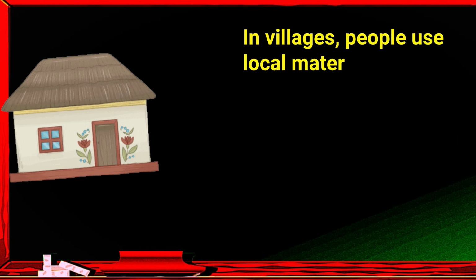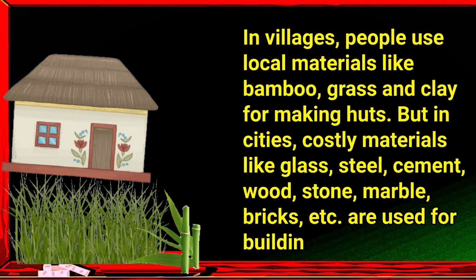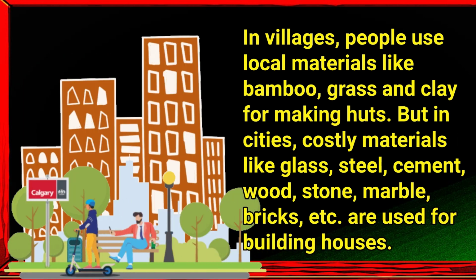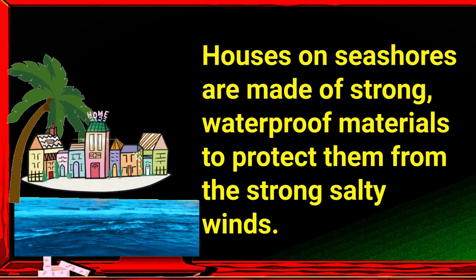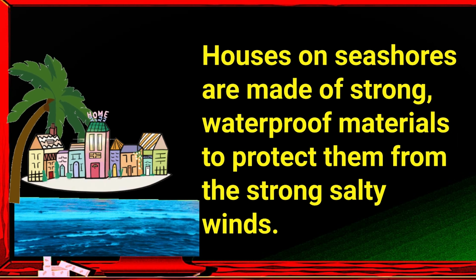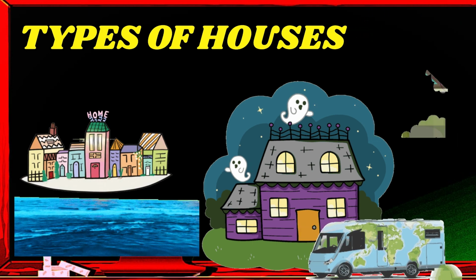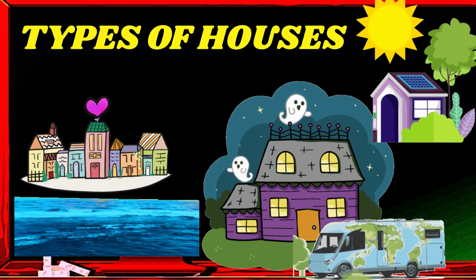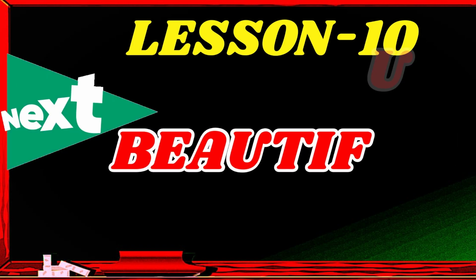In villages, people use local materials like bamboo, grass and clay for making huts. But in cities, costly materials like glass, steel, cement, wood, stone, marble, bricks, etc. are used for building houses. Houses on seashores are made of strong, waterproof materials to protect them from the strong salty winds. So, students, you should revise or listen to these facts to do well in your exam. Next we are going to discuss the important points of lesson 10.